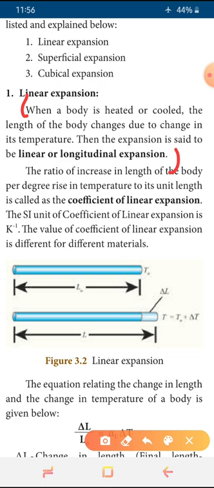So there is some explanation. The ratio of increase in length of the body per degree rise in temperature to its unit length. What is unit length? 1 meter. So what ratio is increasing? The length is increasing. That is called the coefficient of linear expansion. Its SI unit is Kelvin to the power minus 1, or inverse Kelvin, and the value of the coefficient of linear expansion is different for different materials.